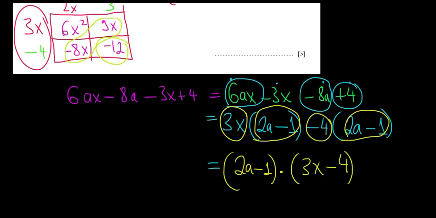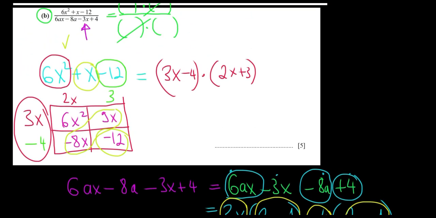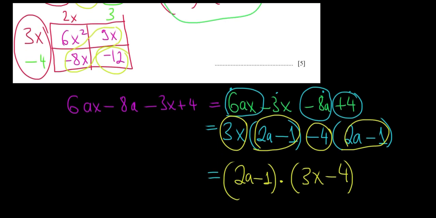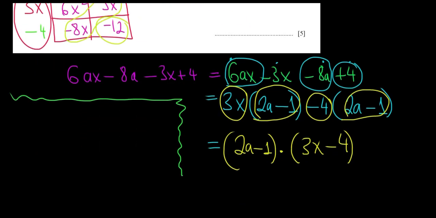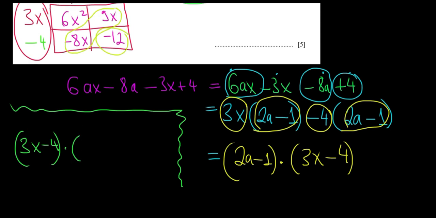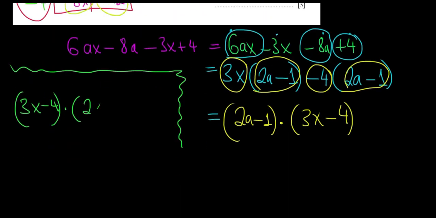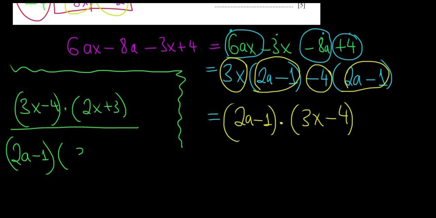Now this is looking much better because I can take the result of this and put it all together with the result from here. So let me change colors. The result from here was my numerator and the one from below is my denominator. So here in this corner I'm just going to put them as a final version. 3x minus 4 and then times 2x plus 3. This is my numerator, and for the denominator I'm just going to put 2a minus 1 times 3x minus 4.